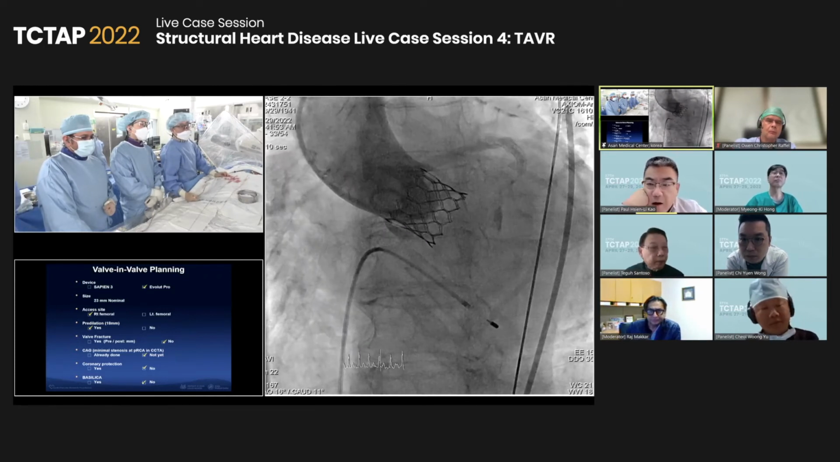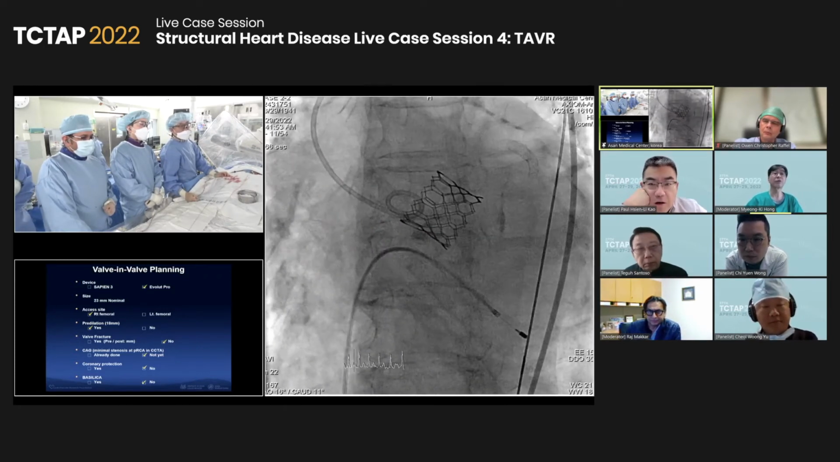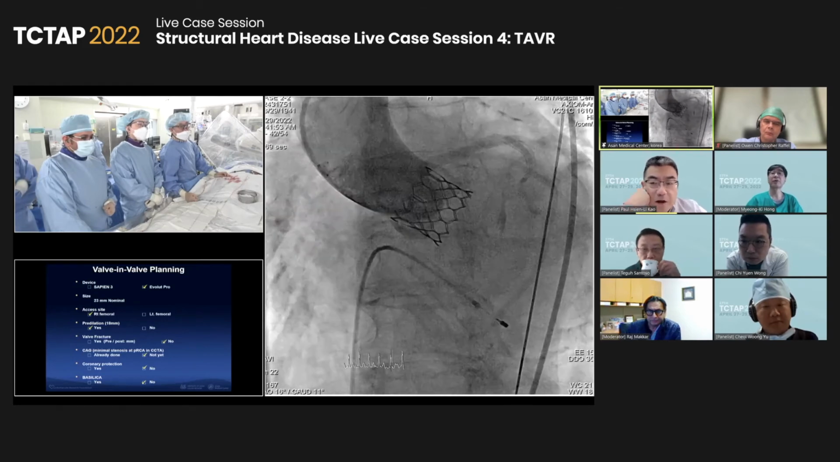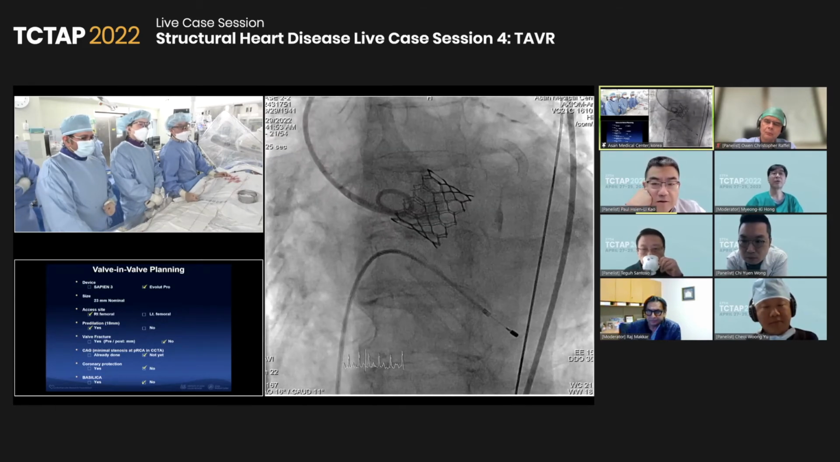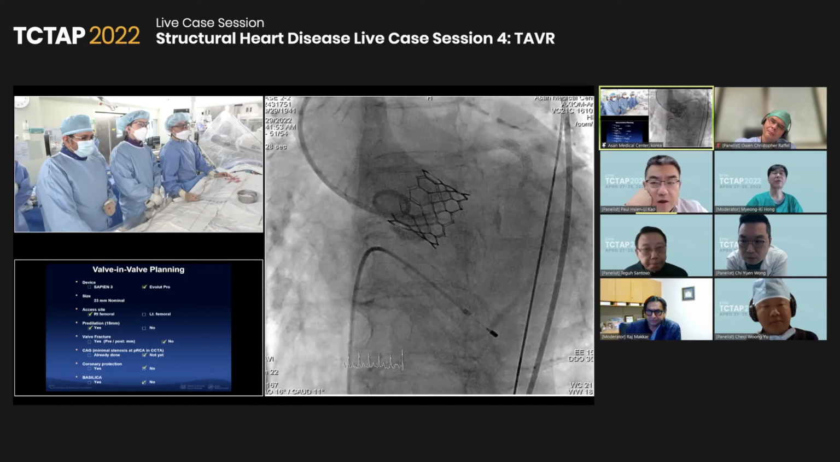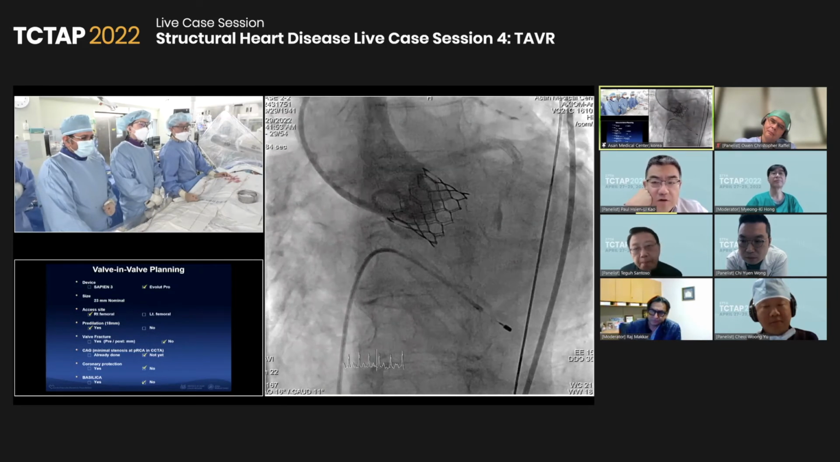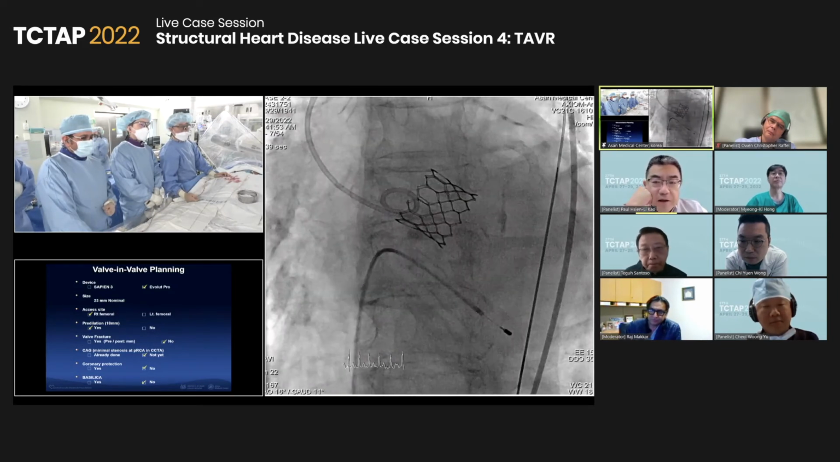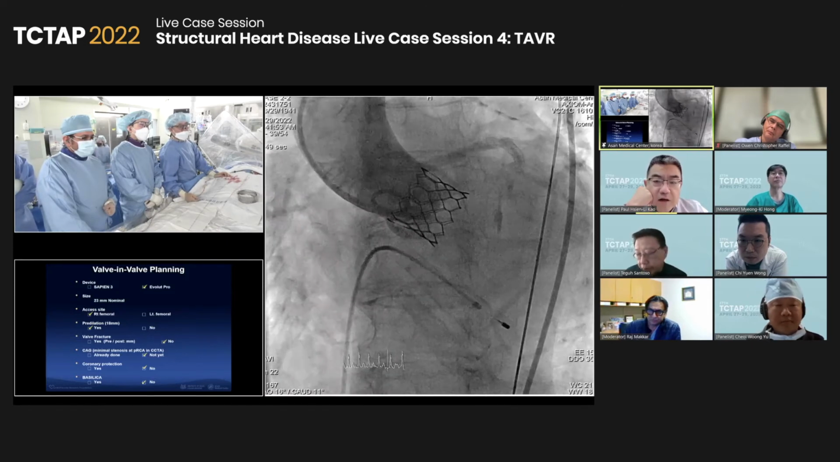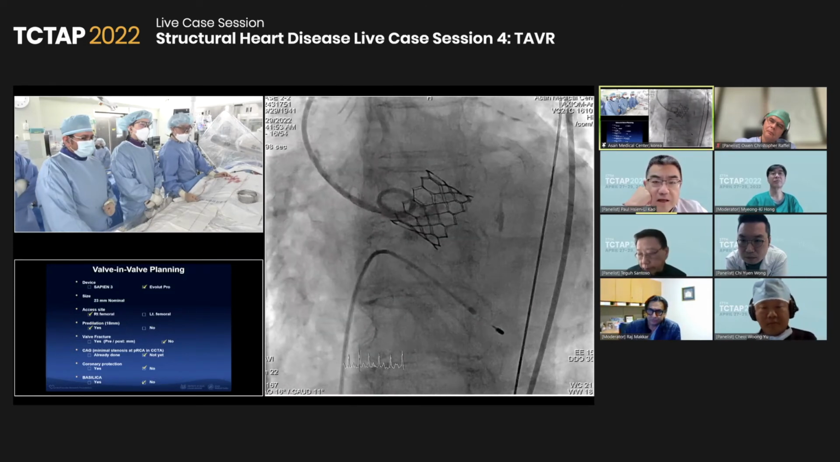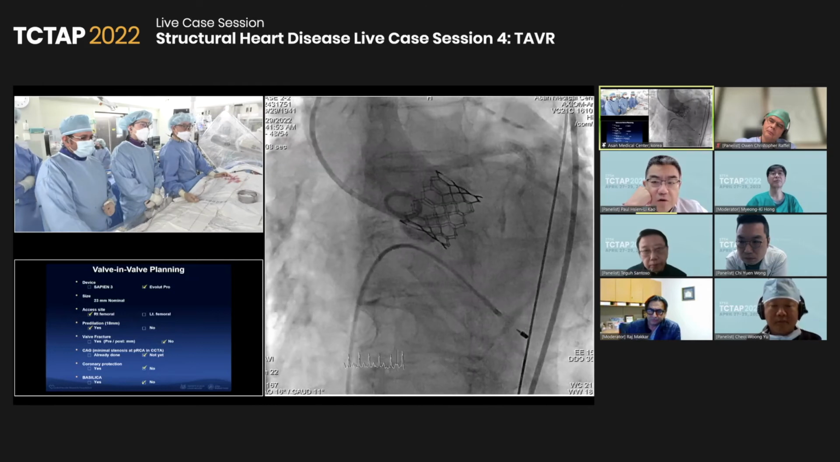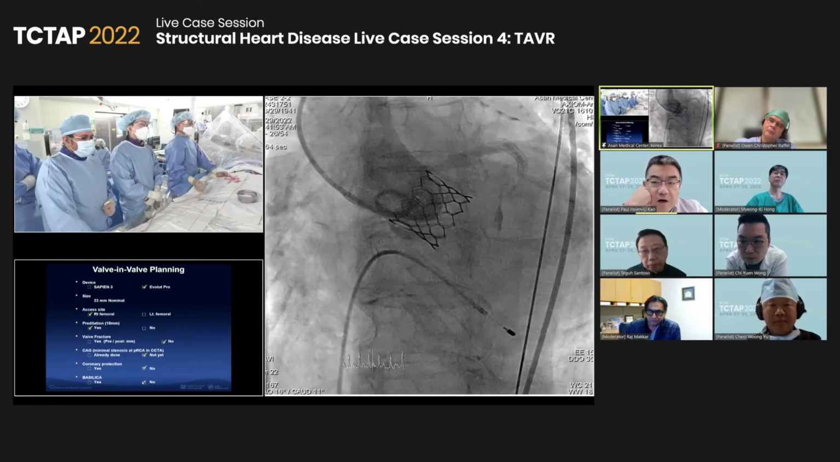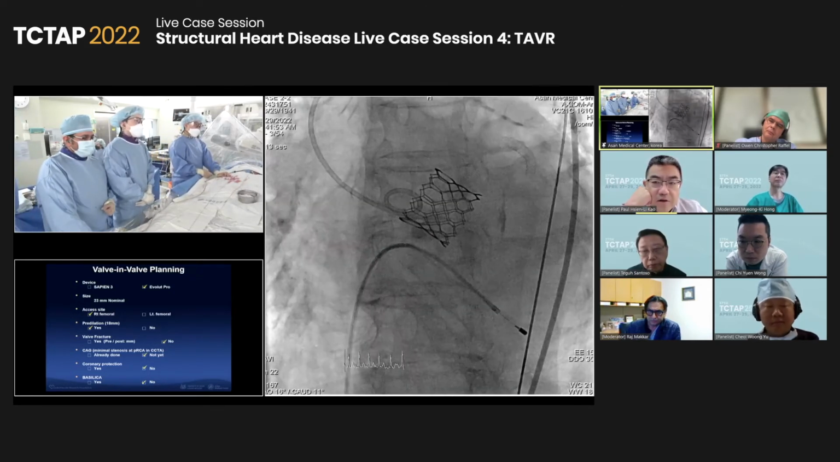May I comment? Of course, sure. From the image, the valve size of the previous Sapien looks adequate, but it's quite strange because right after the first implantation, the lowest velocity you can get is still 3 meters per second. So is this some sort of PPM? Is the valve slightly undersized for this patient?